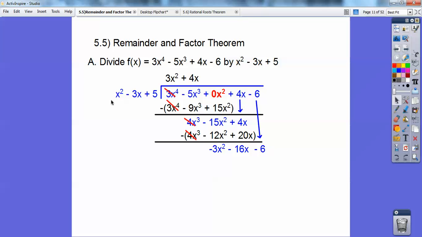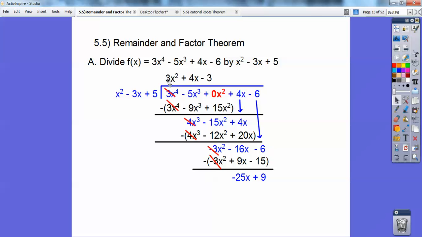One more time. X squared times what gets me negative 3x squared? X squared times a negative 3 is going to go right here. And then I'm going to multiply negative 3 times this whole trinomial right here. And that's what all this is right here. When I subtract, I get that, that is my remainder.